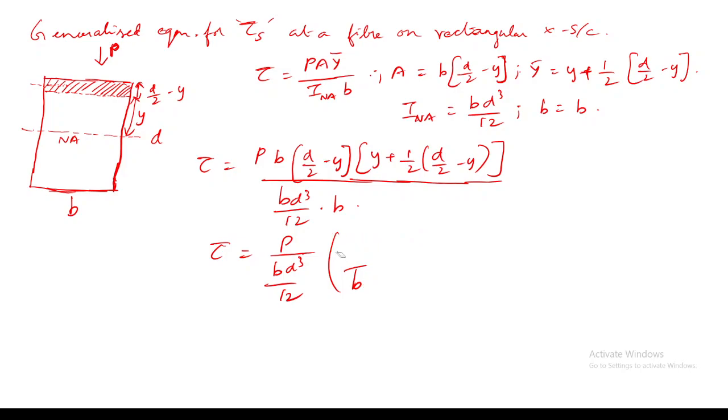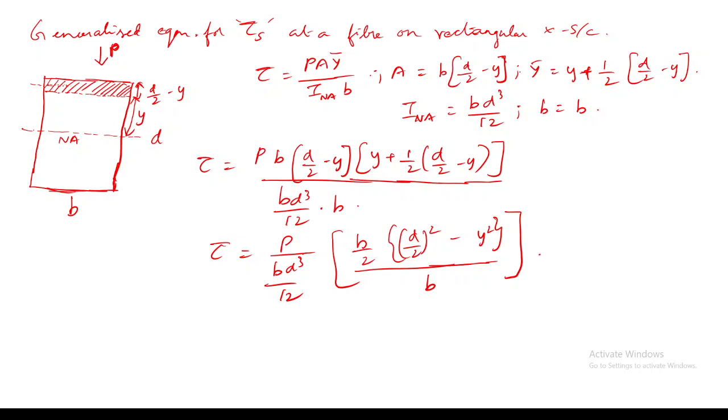For example, you are getting this value, okay? The final value should be something like this. Should be B by 2, okay? Into D by 2 the whole square minus Y square, okay? Divided by B. You should get something like this. And after that, if you are substituting it further, then you will get the final answer as 6P divided by BD cube, okay, into D by 2 the whole square minus Y square.